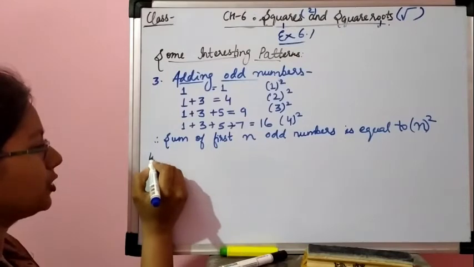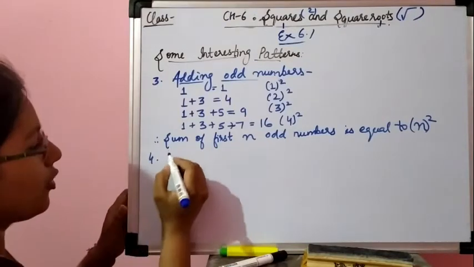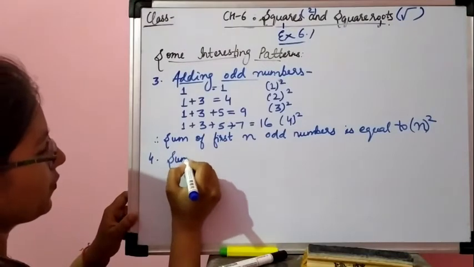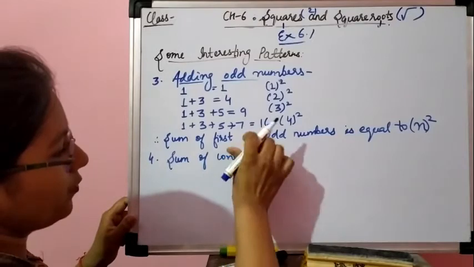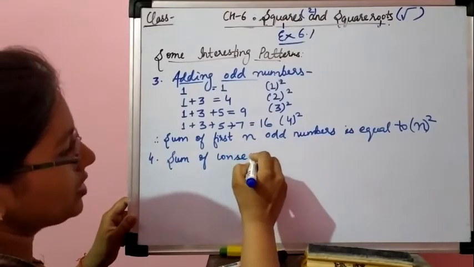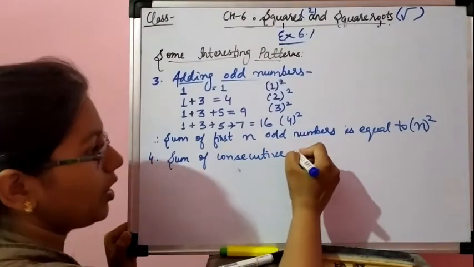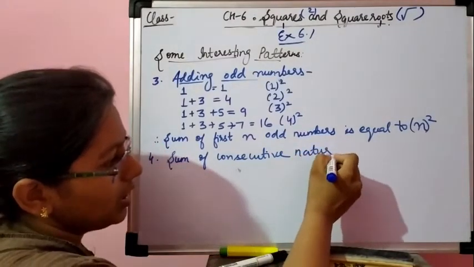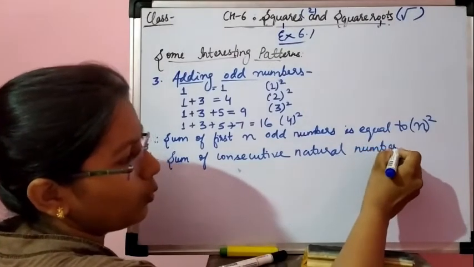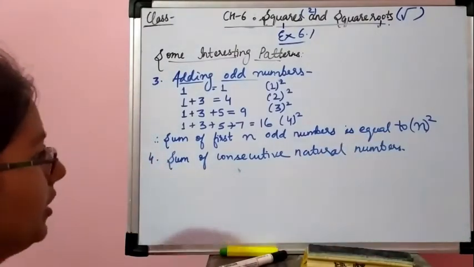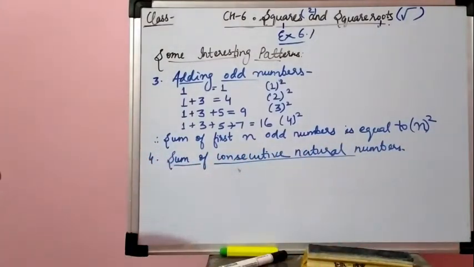Now next is the fourth one. The fourth one is regarding the sum of consecutive natural numbers. Now what is the meaning of consecutive? Consecutive means lagatar. And what are natural numbers? Natural numbers are the numbers which start from 1 and tend to infinity. Okay, so what will be the sum of consecutive natural numbers?